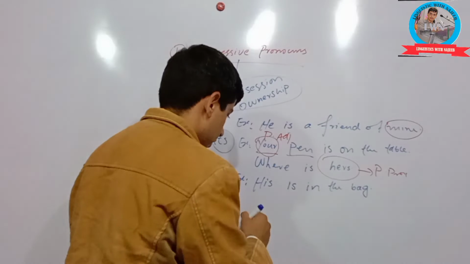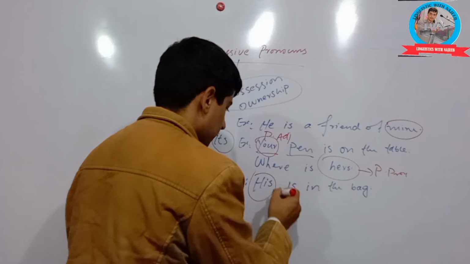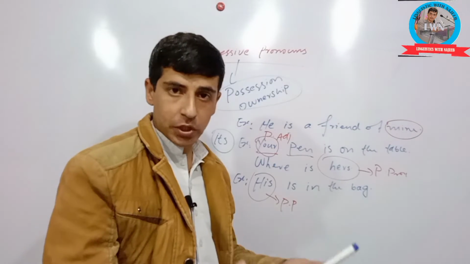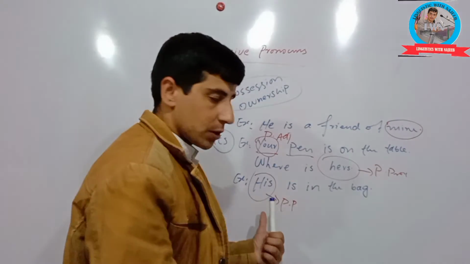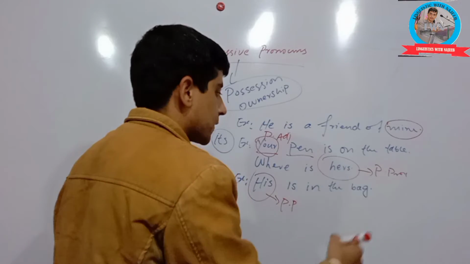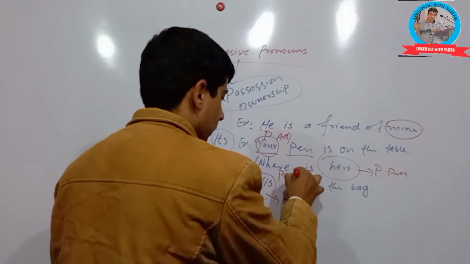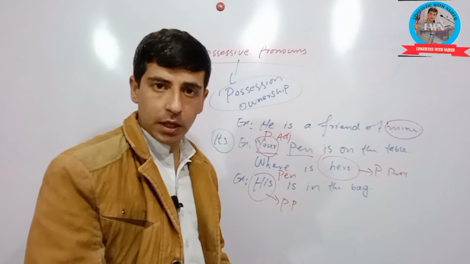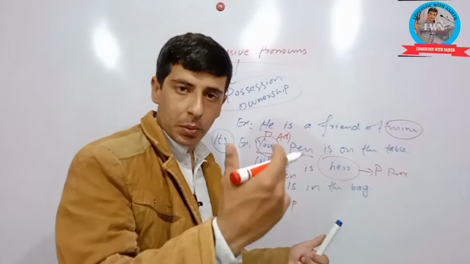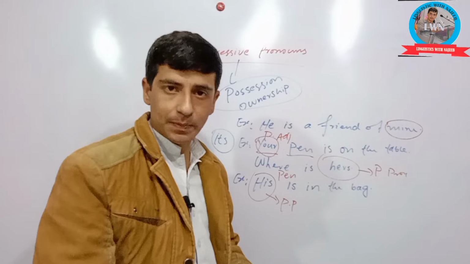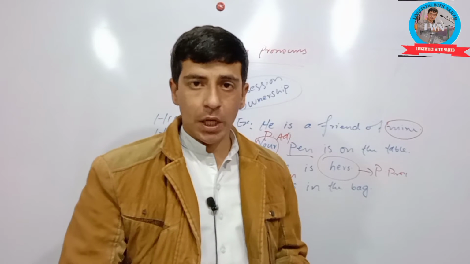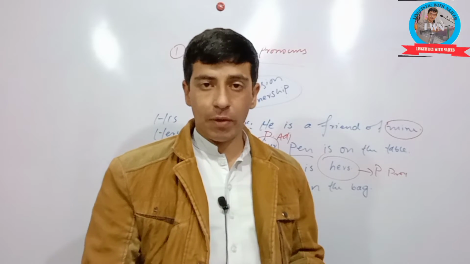So right here, this his functions as possessive pronoun because it shows the position, and after this his we have used is. If I say his pen is in the bag, so its function is gonna be changed. Then his will become the possessive adjective. So it was all about the possessive pronouns. Next topic is gonna be the reflexive pronouns.